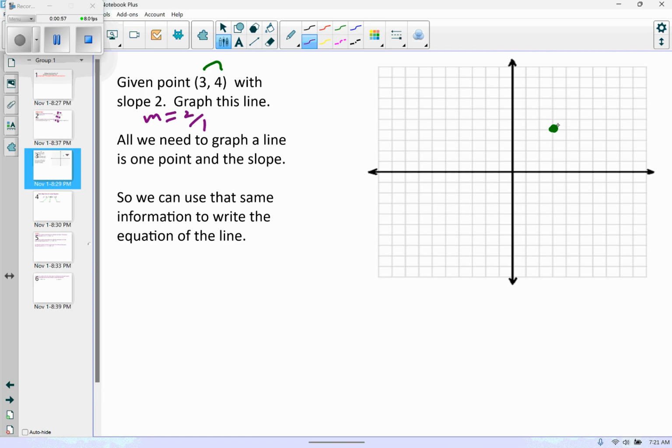So from the green point, I'm going to go up 2 and right 1. I can keep going, up 2, right 1, and it keeps going. So then we want to go ahead and make our line of best fit. So go ahead and connect the points. Let's go ahead and connect the dots. I'll make this blue. So just draw yourself, best you can, a straight line.